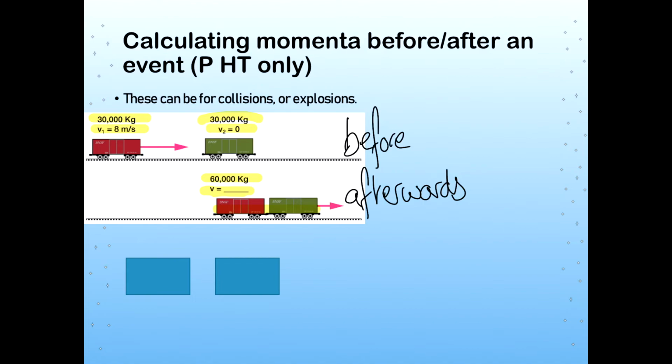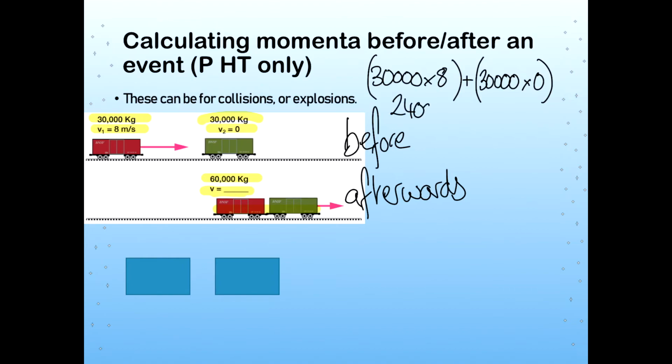So here we have two carts, each with 30,000 kilograms. For the first cart, we're going to multiply its mass by its velocity, and we're going to add that to the mass of the second cart multiplied by its velocity, which is 0. So we've got 30,000 times 8, which is 240,000, plus 0, which is going to give us 240,000. So that's our momentum beforehand. So we can write that in here, 240,000, and the unit is, of course, kilograms meters per second.